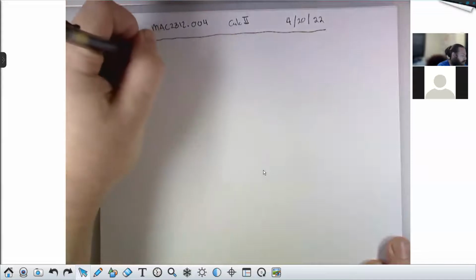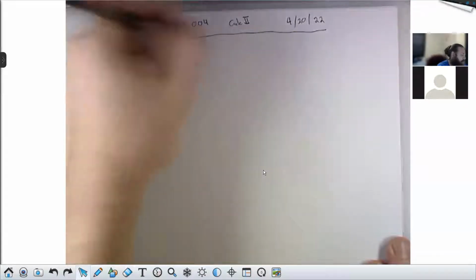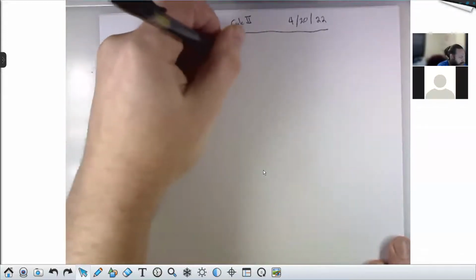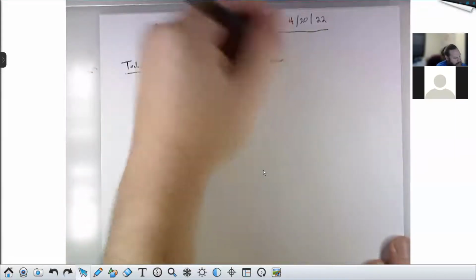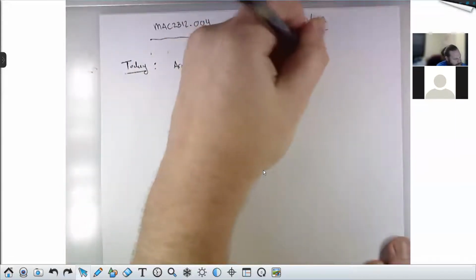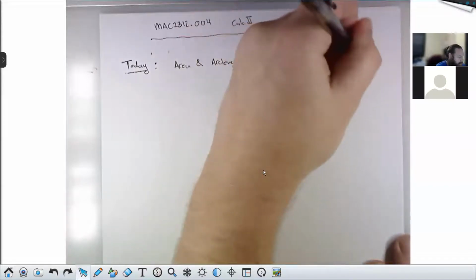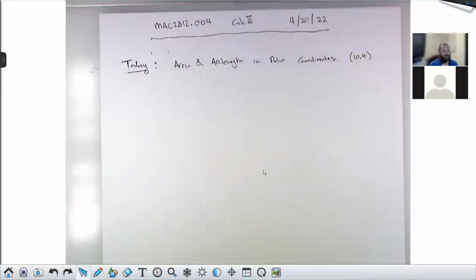Today, we're going to talk about area and arc length in polar coordinates. And this is section 10.4. So it's the very last section we're going to cover in this class. This material is not going to show up on exam 3. This will show up only on the final.